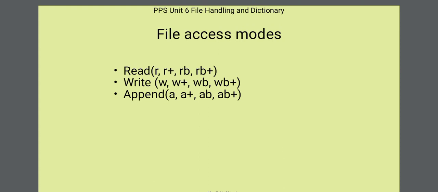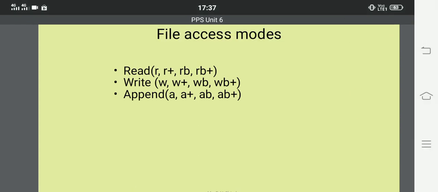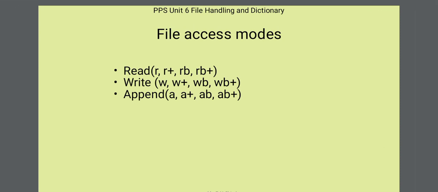The second operation that can be done is the write operation. Again, four subtypes: W, W plus, WB, WB plus. W stands for write the data into the file. The file can be previously created, or a new file will be created, and the write operation will be performed directly on it. Next one, W plus. W plus stands for write and read the data in the previously created or newly created file. WB, write the data into a binary file. WB plus, write and read the data in a previously or newly created binary file.